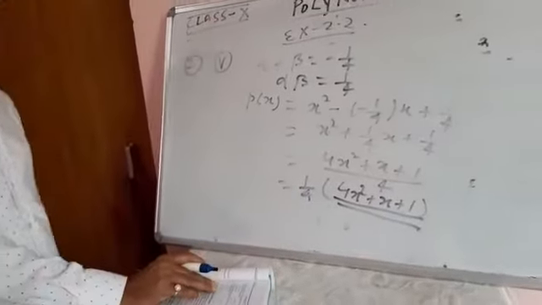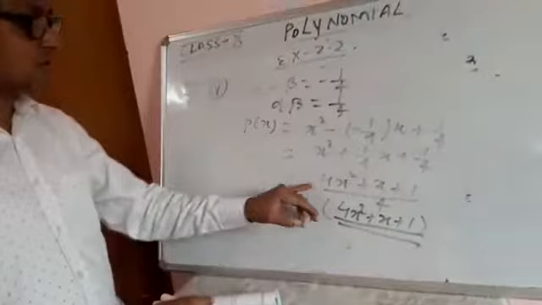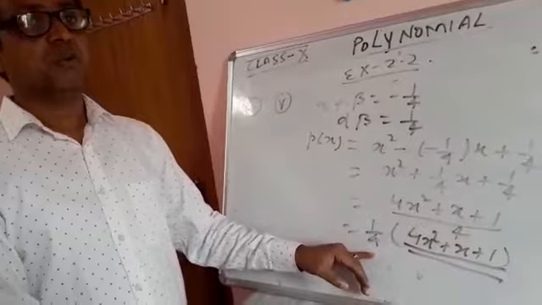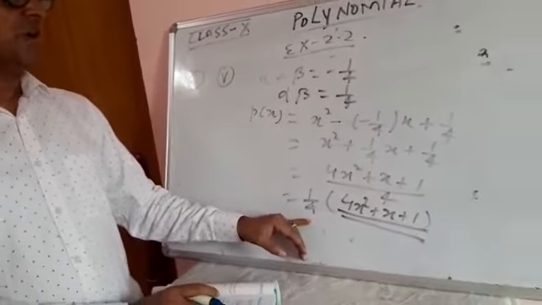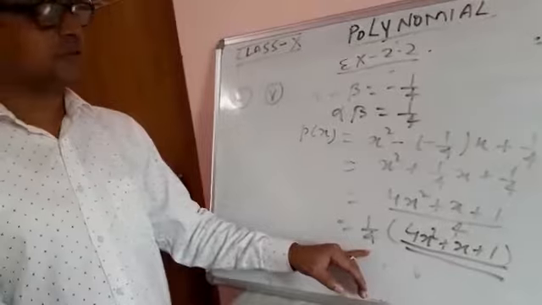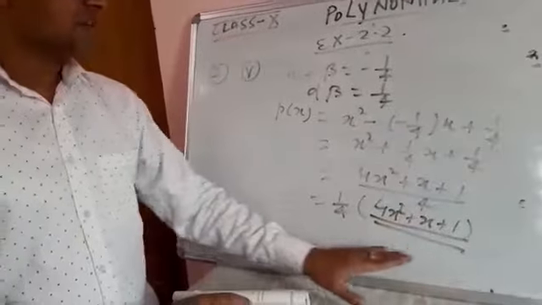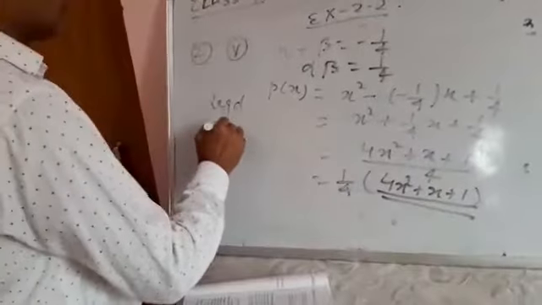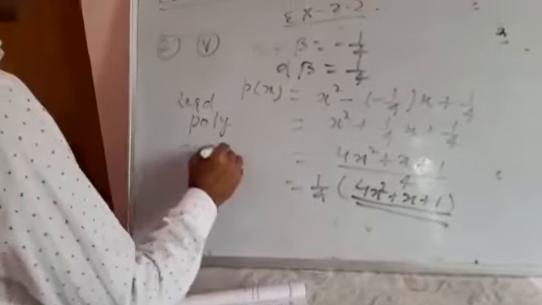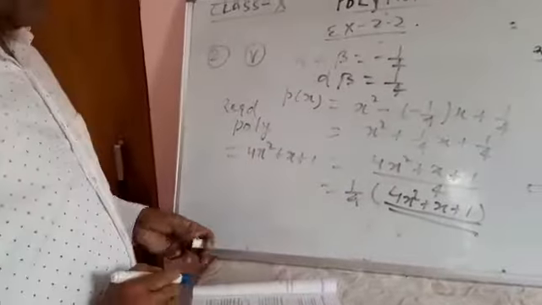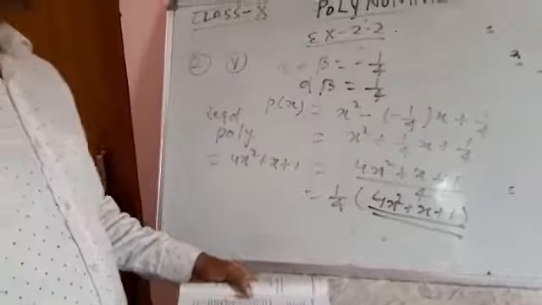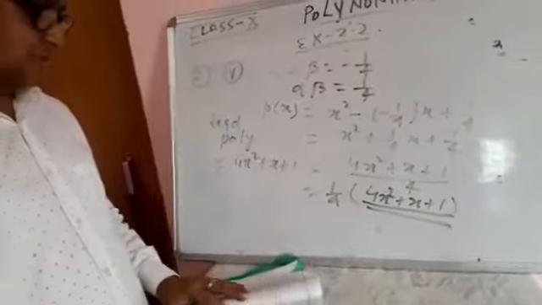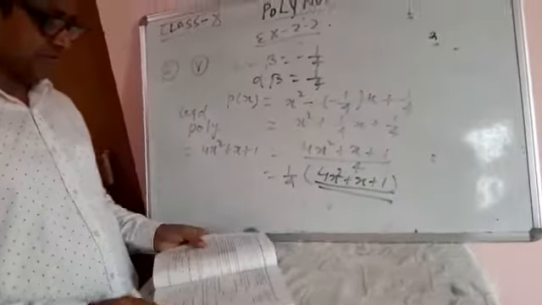You need to understand this fact: this 1 by 4 is called the constant. Whenever we form a quadratic polynomial, we don't consider the constant. We only consider the ax square plus bx plus c part. So the required polynomial is 4x square plus x plus 1. This is all about exercise 2.2, and I hope you will complete exercise 2.2 by yourself. That's it.